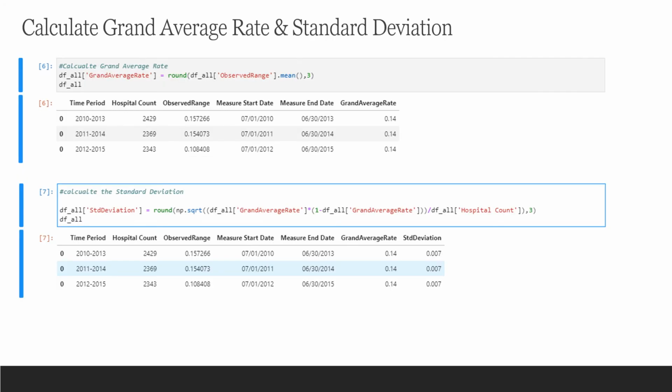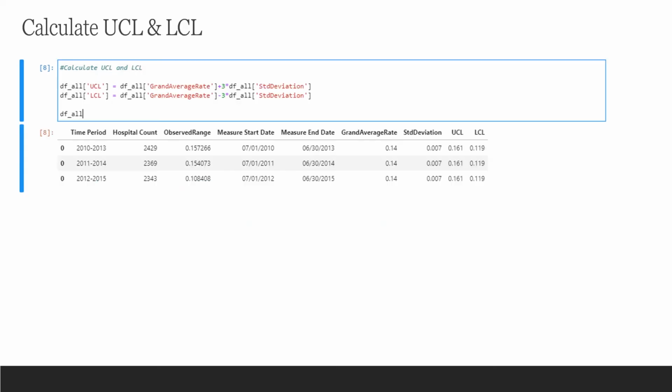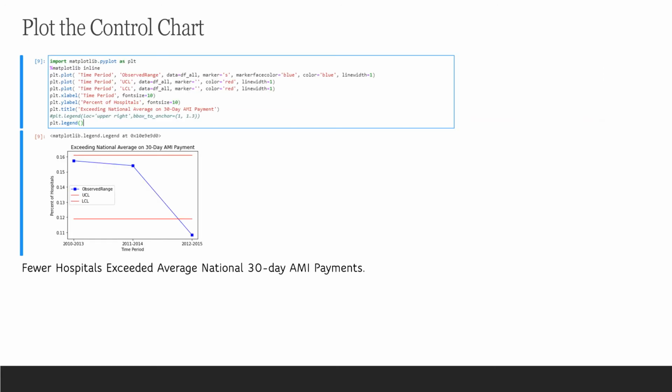The next step is to calculate the grand average rate and standard deviation. We follow the below codes to calculate the average rate and standard deviation for the data frame DF-all. Using the grand average rate and standard deviation, we calculate the upper control limit and the lower control limit for this data. Using the following codes, we plot a control chart for the exceeding national average on 30-day AMI payment for these time periods, and this states that there are fewer hospitals that exceeded national average for the 30-day AMI payments.